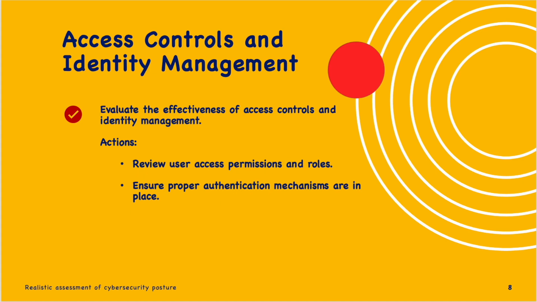So let's jump on to the next step, which is access controls and identity management. Implementing an access control and identity management, IAM, strategy is crucial for maintaining the security and integrity of an organization's resources. So they need to take actions: review user access permissions and roles, and ensure proper authentication mechanisms are in place. So conduct a risk assessment. They need to define access control policies, multi-factor authentication, role-based access controls, and use an IAM, identity management system. They need to provide user provisioning and deprovisioning processes.